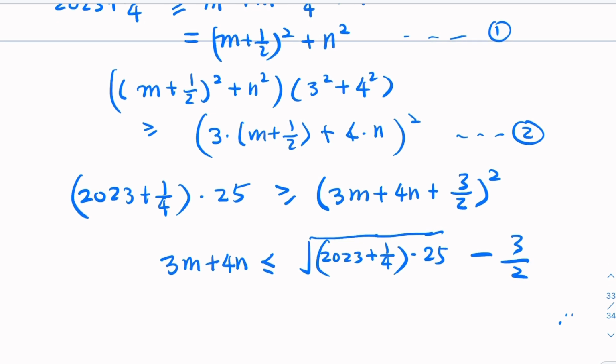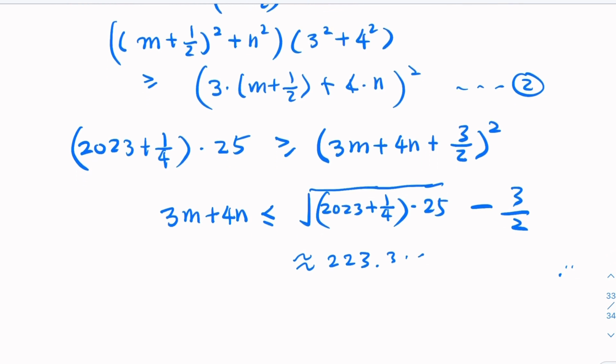So this, when you do the math, is approximately 2 to 3.3 something, right? We don't care because we're dealing with integers, which means we have the bound: 3m plus 4n is at most 2 to 3 because they are integers. Now we find the bound. Now if we can argue that this bound is achievable, then the problem is solved. This is a common methodology.